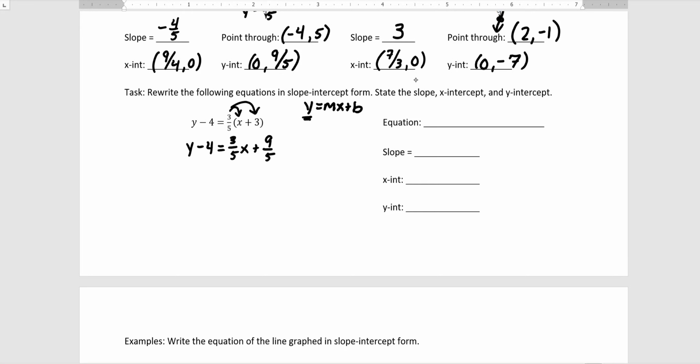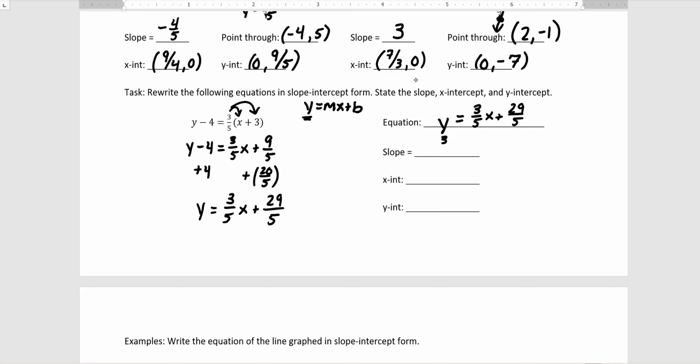All right, now to get y all by itself, I need to add 4, which if my denominator is 5, that'd be the same as adding 20 over 5. Doing the same thing to both sides, I would find that y equals 3/5 x plus 29/5. All right, with that being said, let's go ahead and fill in this information. So my equation: y equals 3/5 x plus 29/5.